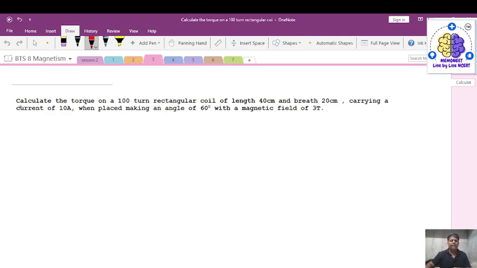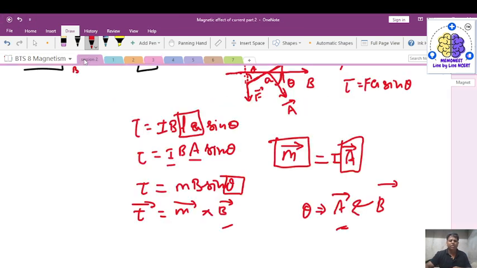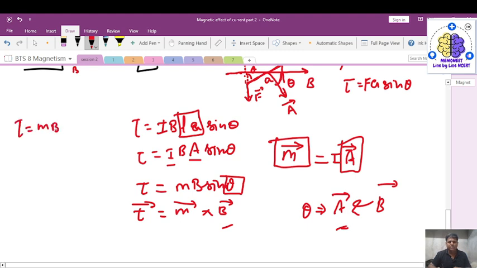See, it says calculate the torque on a 100-turn rectangular coil. Let me tell you one more thing over here: if torque is given as tau is equal to MB sine theta, then here the number of turns in the coil is 1. So if the number of turns in the coil is capital N, then the total torque will be equal to N into MB into sine theta, right? N MB sine theta.